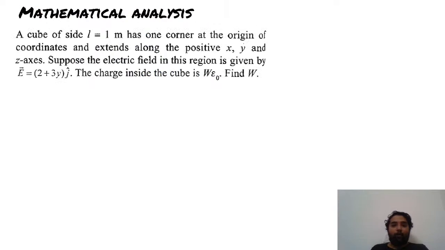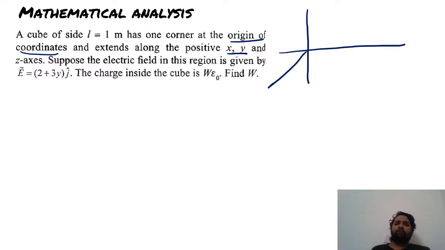Hello Saket, hello physics. So this is one last question, which is a mathematical analysis. The cube of side L equal to 1 meter has one corner at the origin and extends along the positive x, y and z axes, which means its dimensions will be along the positive x axis, positive y axis and positive z axis. So if you draw a diagram, it will look like this.